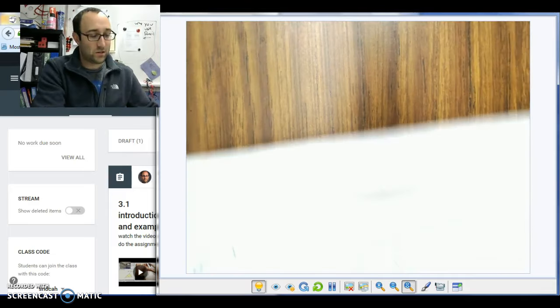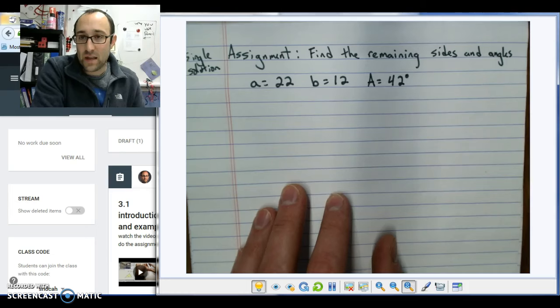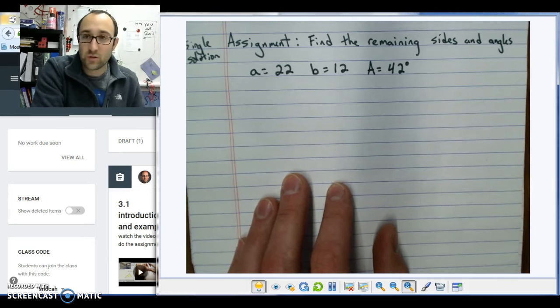Here is your assignment. Your assignment is to find the remaining sides and angles if I give you a is 22, b is 12, and the angle A is 42 degrees. Good luck.